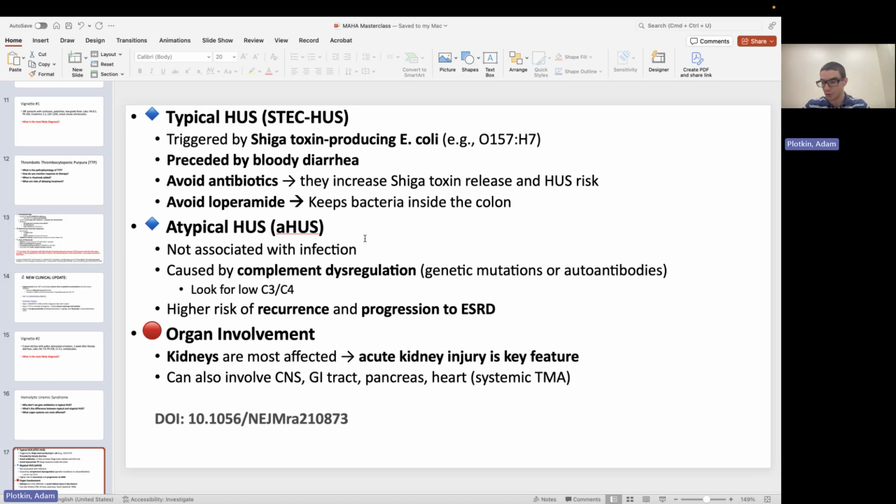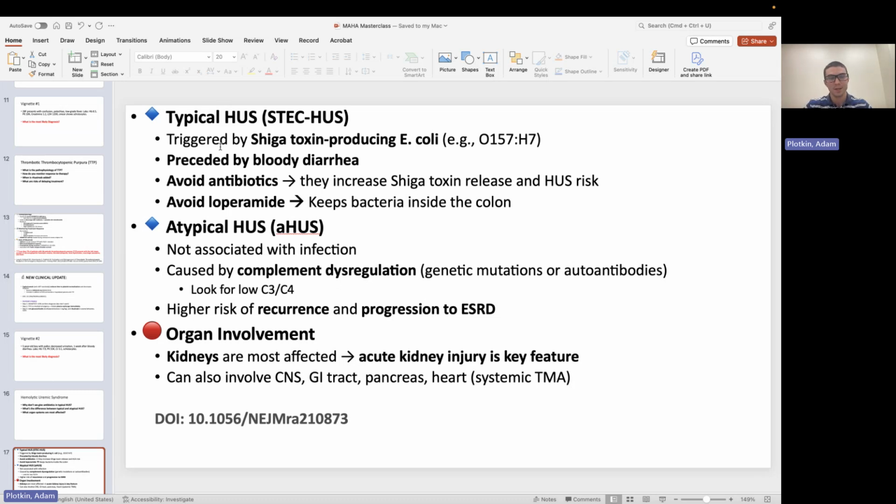Atypical HUS is not usually associated with an infection. It's caused by complement dysregulation, so there's some sort of genetic mutation or autoantibodies. You're going to have overactivation of C3 and C4 in your complement system. One way we can test for it is to get complement levels, right? You'll see low C3 or C4. These patients are at a higher risk for recurrence and progression to ESRD, because this is an underlying genetic or autoimmune problem.